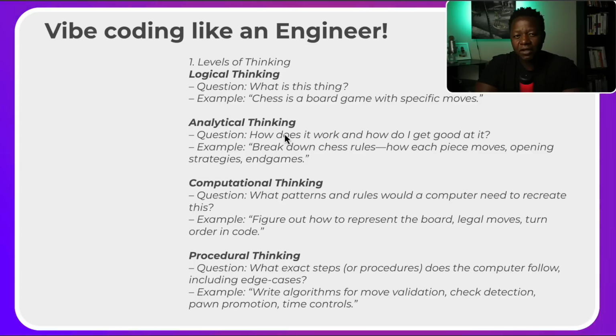A few levels here, I'm going to just go over real quick. So the first level of thinking is what we call logical thinking. The first thing that happens here is that we have this question, what is this thing that we're building? For example, you could say chess, a board game with specific moves. So that is the logical thinking, answering the question, what is it that we're building?